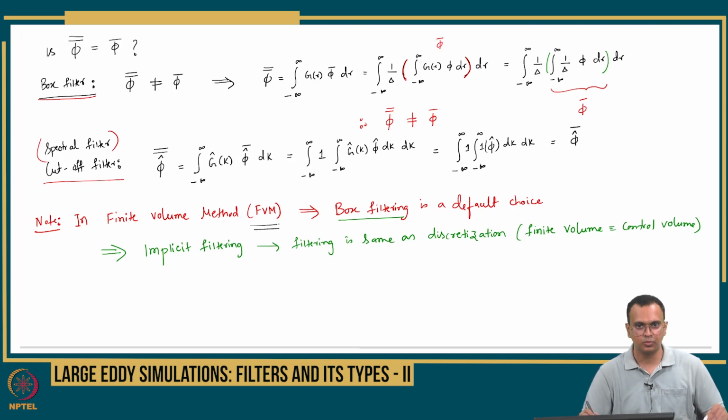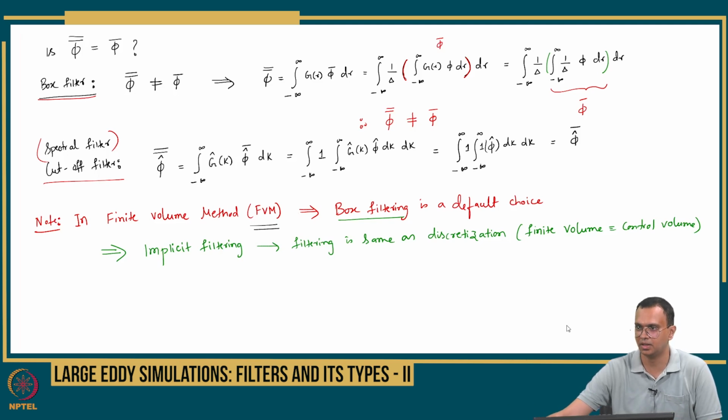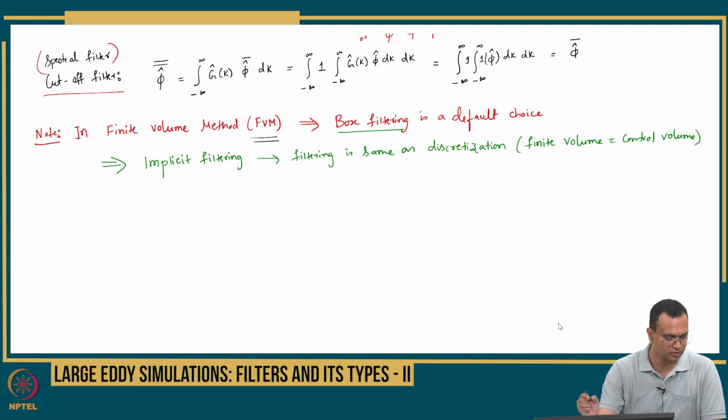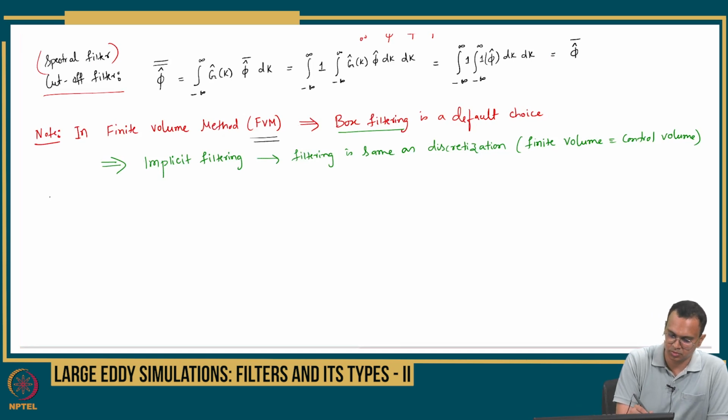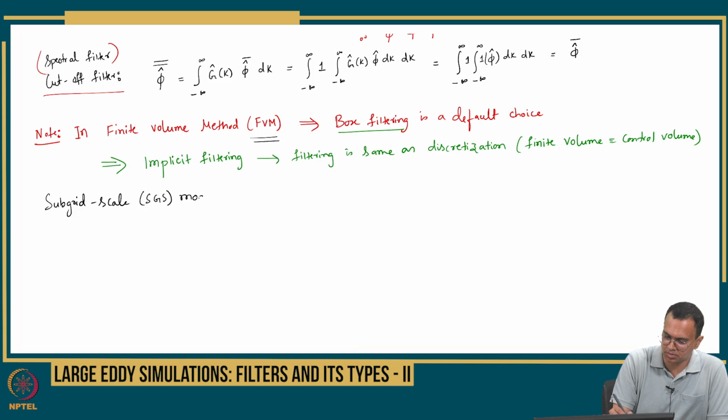So now we move to... okay, so filter types are done. Filter size is what you choose, and if it is FVM, it's the mesh size. Next, subgrid scale models, SGS models. We'll give a little bit of one model we can try and see.